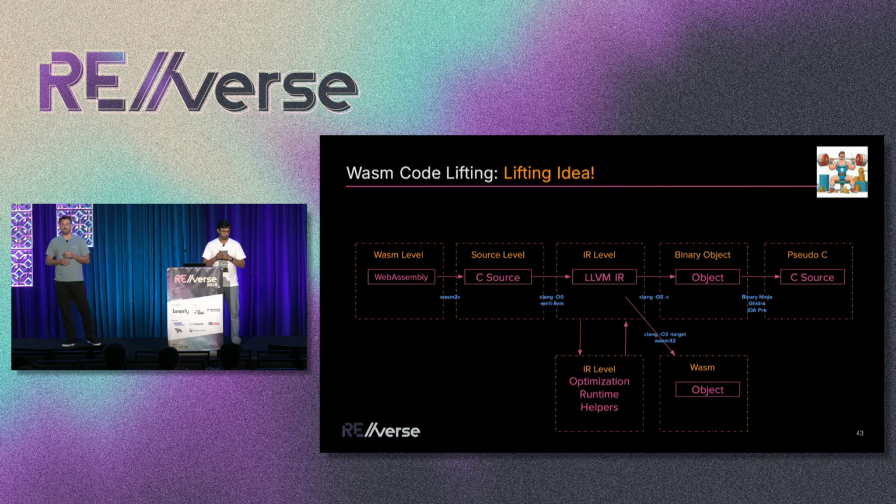Then once we are on the IR level, we have the optimization options that we could use, the runtime and helpers. And then we can emit LLVM IR again and compile it into a binary, or we just compile it into WebAssembly. And we can use tools again to decompile, and we don't need to write a decompiler. We can just rely on what's there. And yeah, that's the idea.